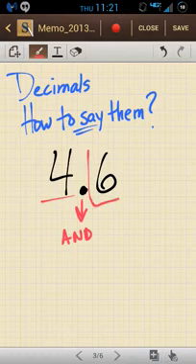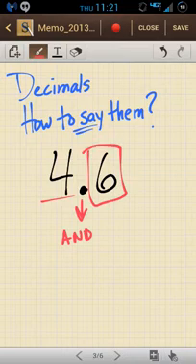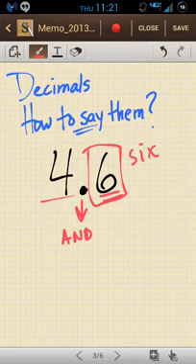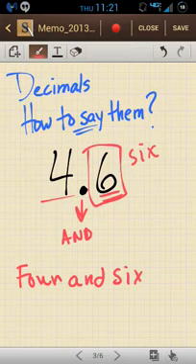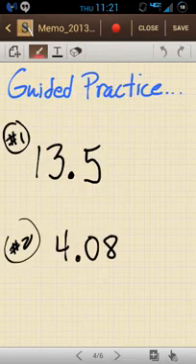And then here, we say the decimal number like we would normally. So this is 6. Right, but we say the place value of the 6 as well. So the 6 is in the tenths place, so we would say this entire number as 4 and 6 tenths. That's how we say that number. Let's do some practice about that.